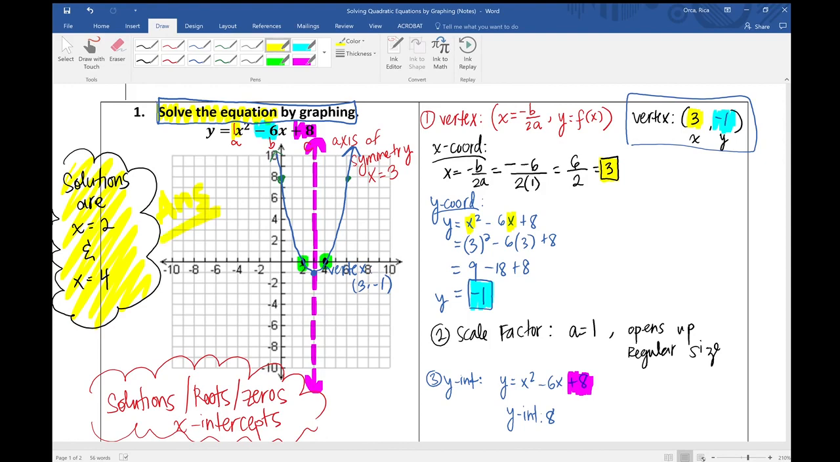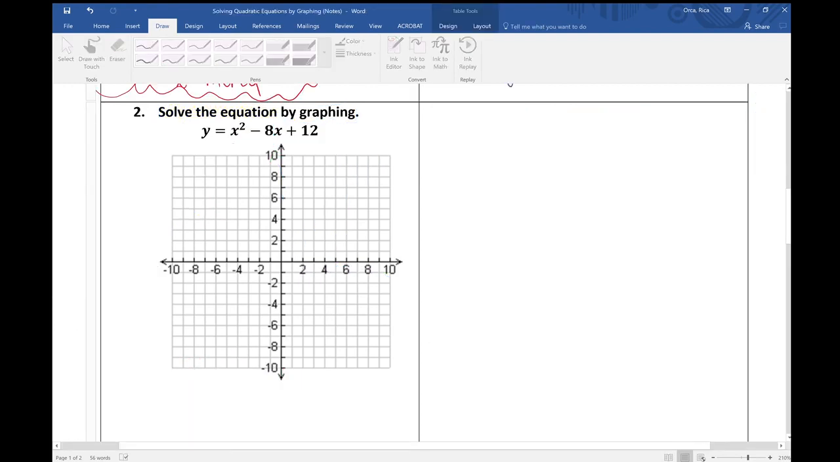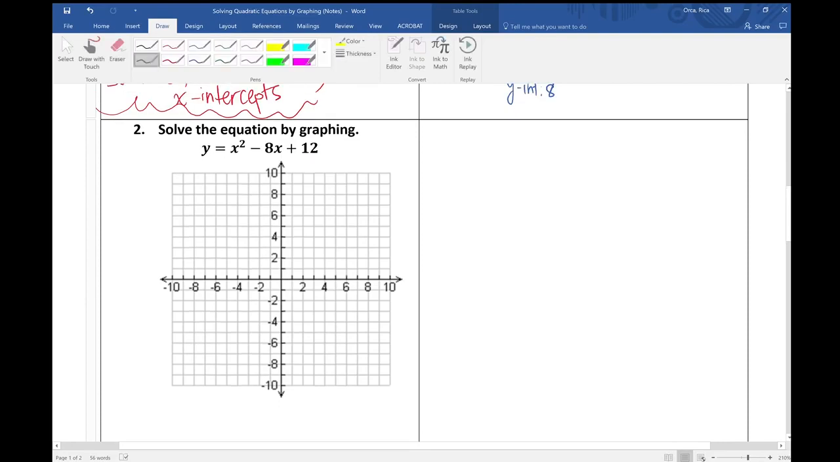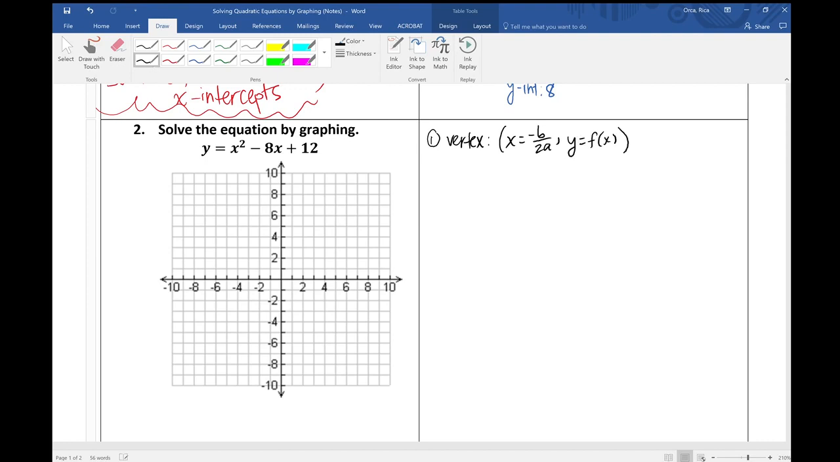Let's move on to problem 2. Solve the equation by graphing. Step number 1, let's identify the vertex. X equals negative b over 2a, comma, y equals f of x. Go ahead and label a, b, and c. A is 1, b is negative 8, and c is 12.